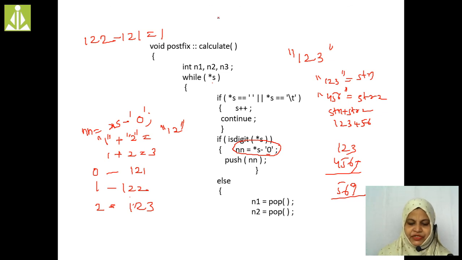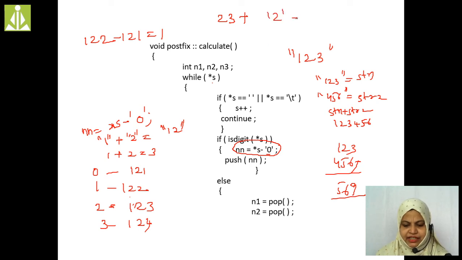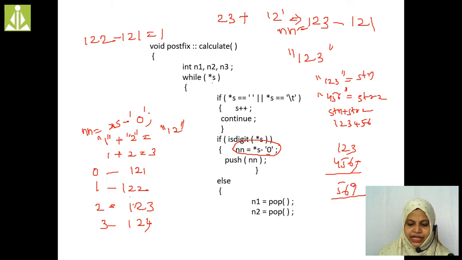For example, my expression is 2 3 plus. So what is the '2' value? The '3' value is 124. What is the '2' value? Here generally, first we have to take '2' as an integer. So '2' is 123 minus the ASCII value of '0', 121. Now this is going to be stored in nn. Now what is my nn value? nn equals 2 now. So that's the reason we are taking *s minus '0'. Then you have to push the n value.